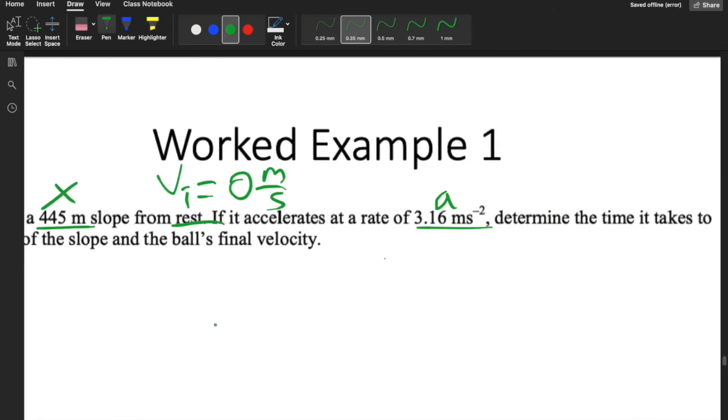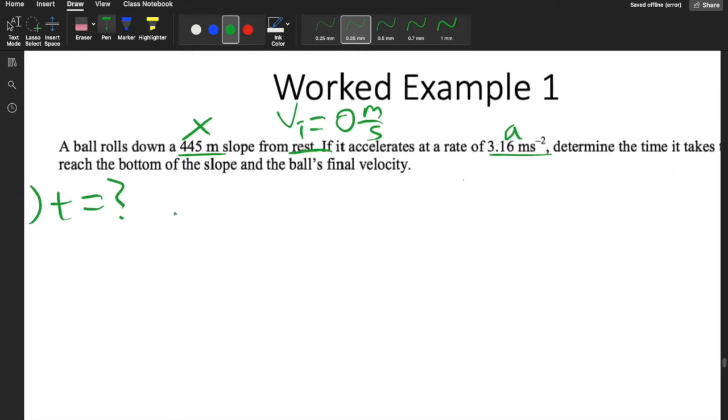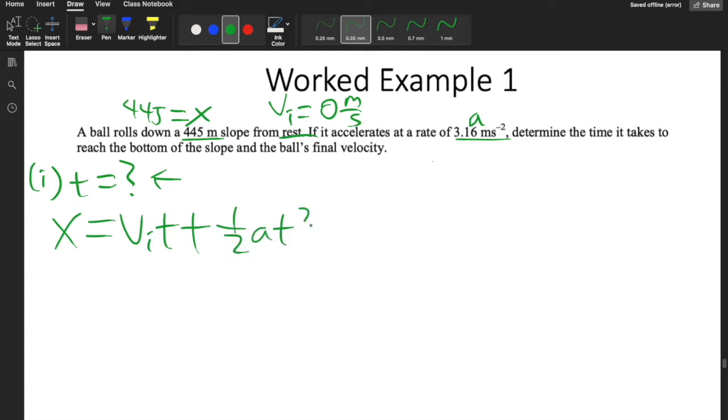So let's calculate time first. Think about this question by yourself. Pause the video and do it by yourself first. Alright, so I will do it now. We know the displacement, we know the initial velocity, and we also know the acceleration, and we are asked to solve for t. The only equation that includes all of them is this one, right? So now you can solve for t.